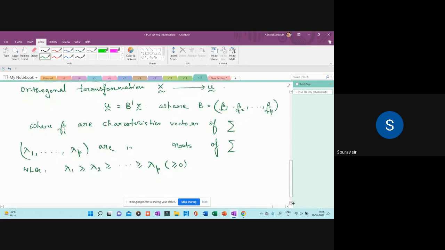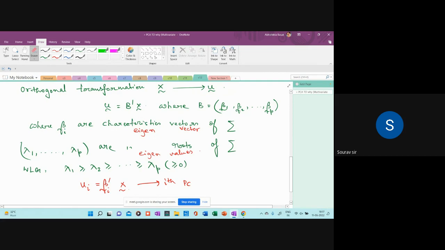After taking this transformation, you know that the characteristic roots and characteristic vectors correspond to my eigenvalues and eigenvectors. So this transformation, that is U i corresponding to beta i curl transpose X curl, is called my ith principal component, the ith PC.